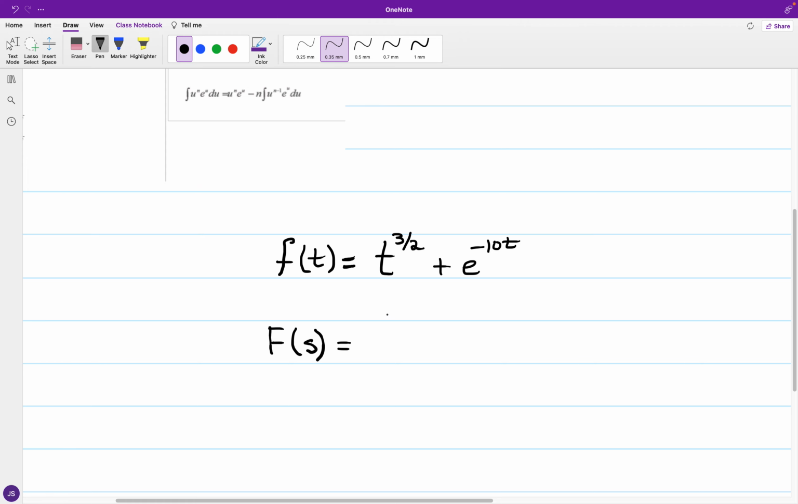Okay, for the next function, we have f of t equal to t to the 3/2 plus e to the negative 10t. If I take the Laplace transform of this function, separating the terms, we have the Laplace of t to the 3/2, plus the Laplace of e to the negative 10t.